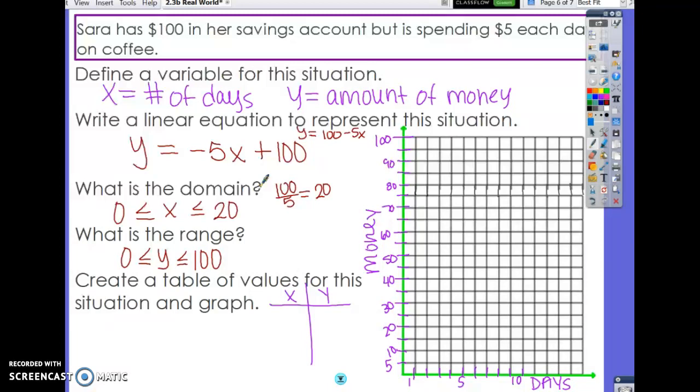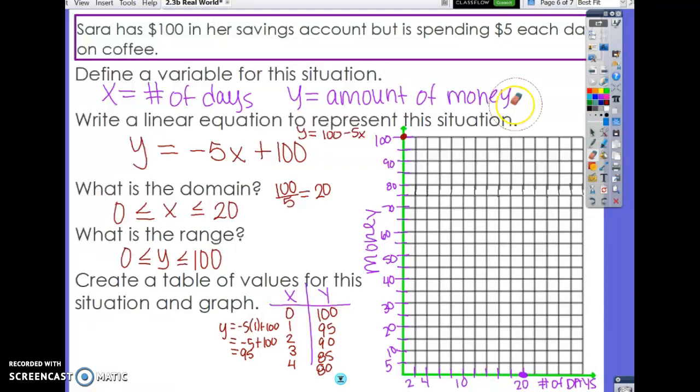Our table of values, well, just by looking at our problem, we know that on day 0, we have $100. Okay, if we plug in 1 for X, well, that means we have negative 5 times 1 plus 100. So that's negative 5 plus 100, which means we have $95 after 1 day. So it looks like our pattern is each day we're going to lose $5. So on day 2, we'll have $90. Day 3, we'll have $85. Day 4, we'll have $80.